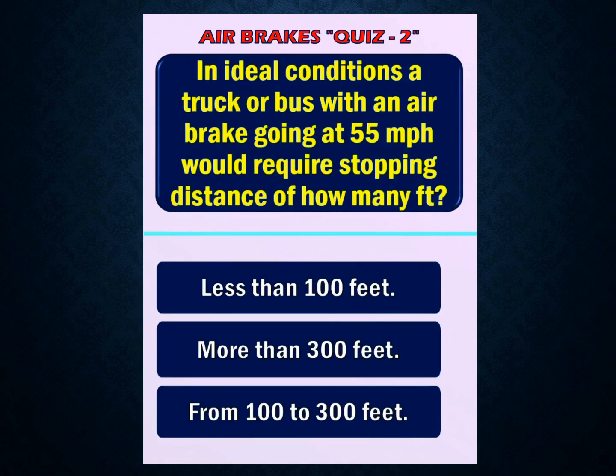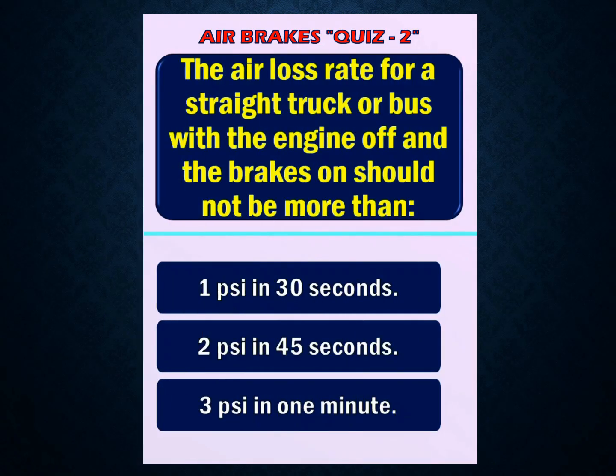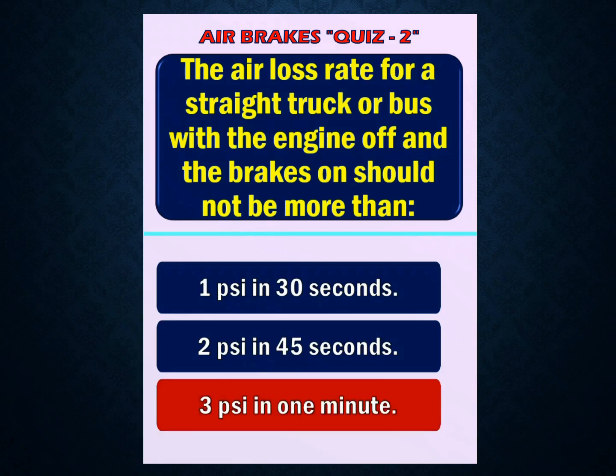In ideal conditions, a truck or bus with an air brake going at 55 miles per hour would require a stopping distance of how many feet? The correct answer is B. More than 300 feet. The air loss rate for a straight truck or bus with the engine off and the brakes on should not be more than. The correct answer is C. 3 psi in 1 minute.